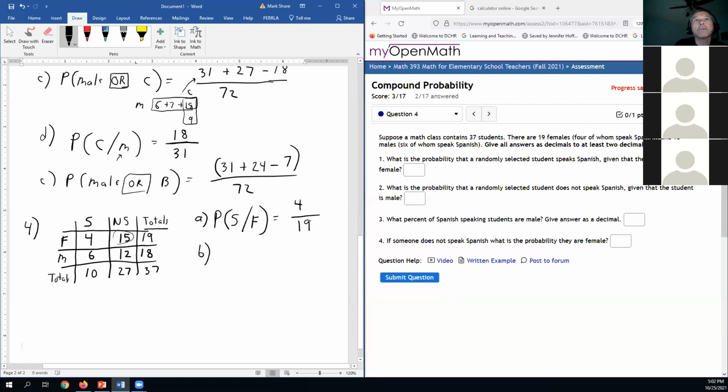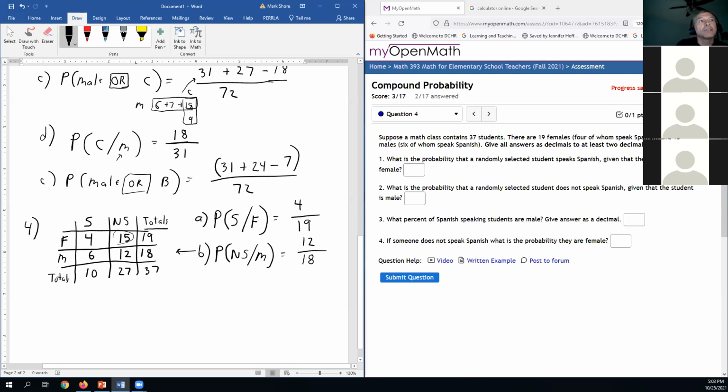Part 2 says, what is the probability that a randomly selected student does not speak Spanish? I'll call it this, no Spanish, given that the student is male. So it's out of the males. How many males do we have here? 18. And how many of them don't speak Spanish? 12. See, this is where I'm using my table now. First one I could have got without using the table. That's true. But for some of these, it's really difficult if you don't have a table made up.